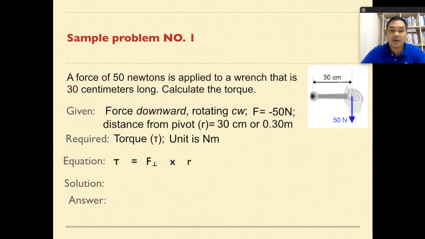And therefore, we have here the equation. And then we have here simply the solution. The force is negative 50 Newton and the lever arm is 0.30 meter. Multiplying that would give us negative 15 Newton meter.